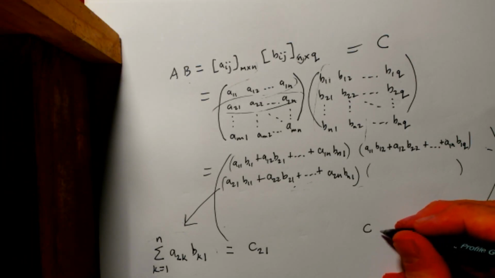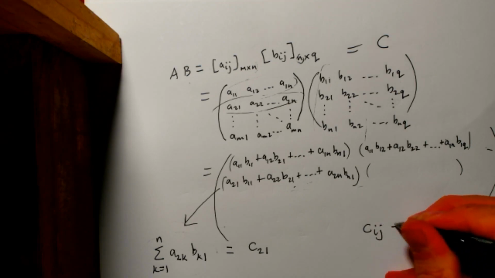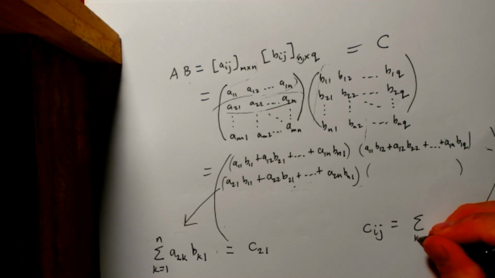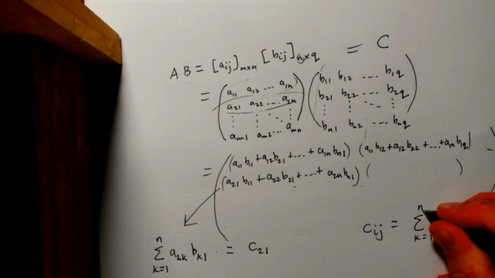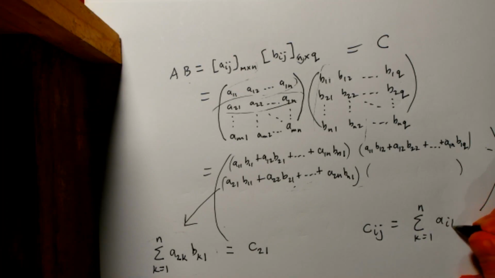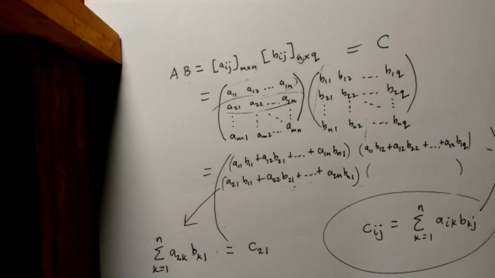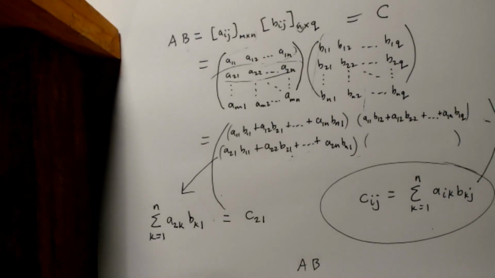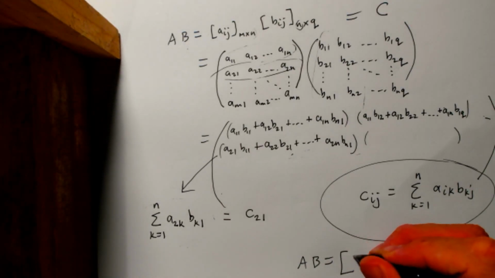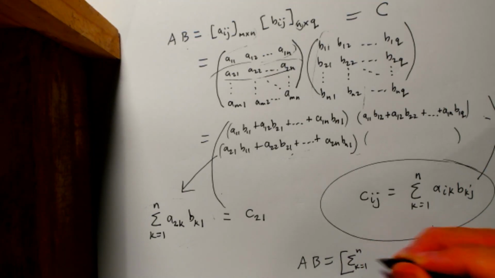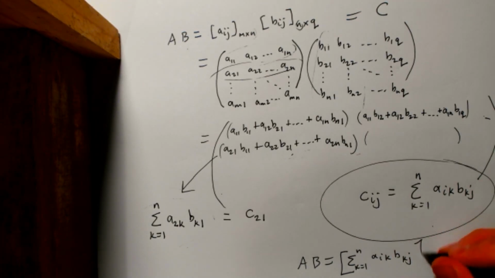Cij equals the sum over k, from k equals 1 up to n, of aik times bkj. Alright, so this describes the generic element of the product. And so I can write that AB is equal to, characterizing that with this sum, and the product is an m by q matrix.